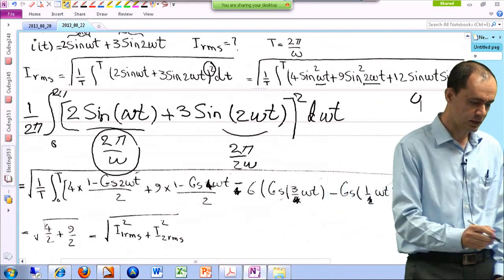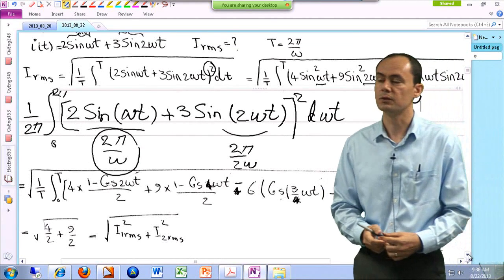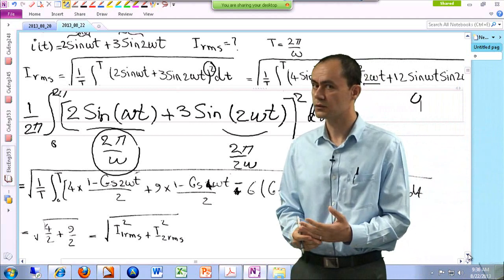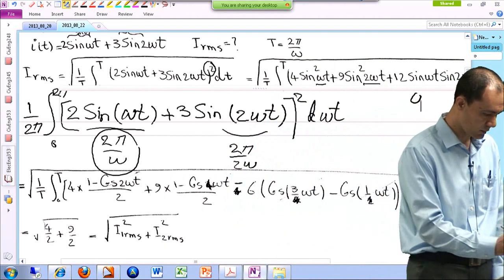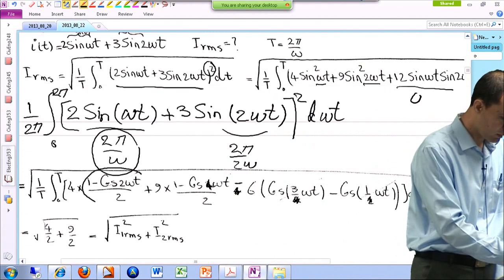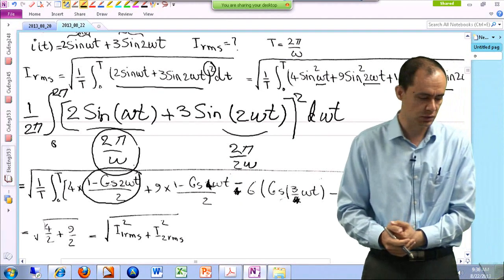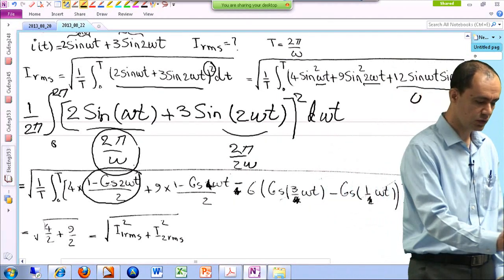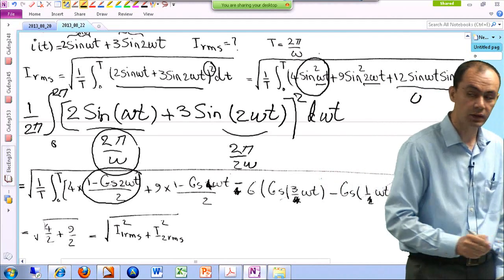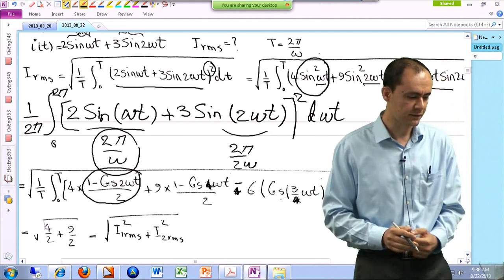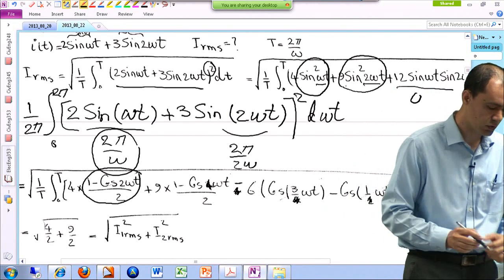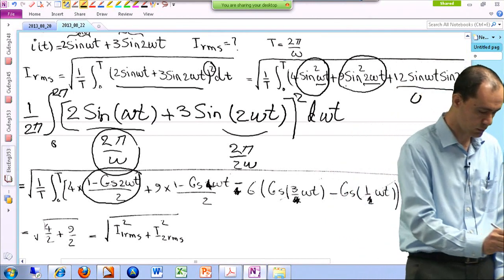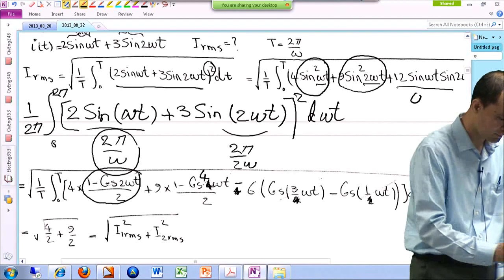So the only trick is, instead of sine squared, you have to replace it with 1 minus cosine of twice the frequency over 2. So basically I have this term over here, 1 minus cosine of 2 omega t over 2. That is in replacement of this sine squared over here. And then I have sine squared for 2 omega t, so this would be 1 minus cosine of 4 omega t over 2. So this number is actually 4.